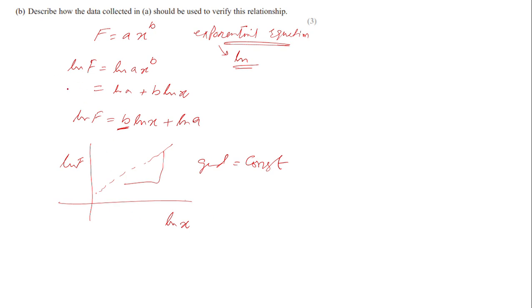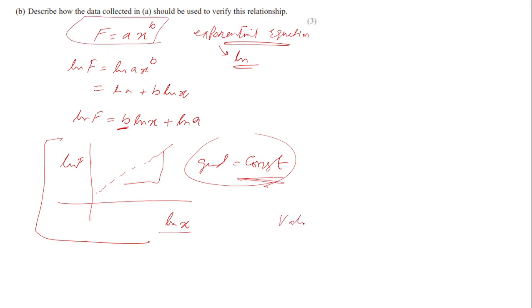You need to describe this process. You need to write that the student should plot the graph of log of F on the y-axis and log of x on the x-axis, and then there will be a straight line. The gradient should be constant. If the gradient is constant, that means the given relation is valid. That's what you need to explain.